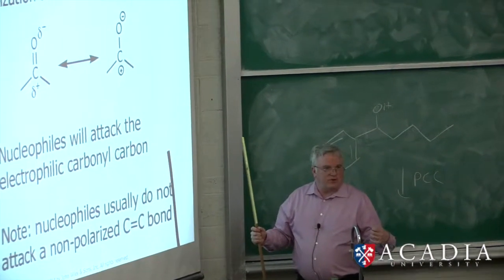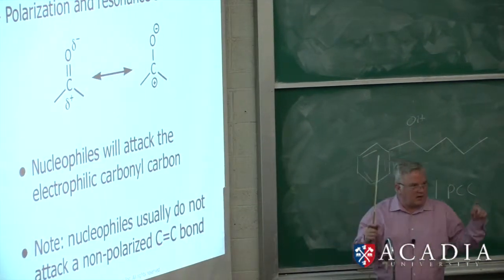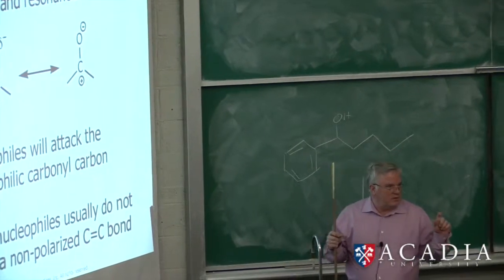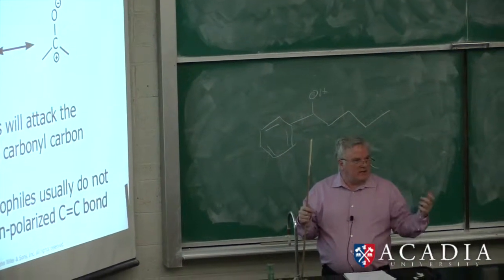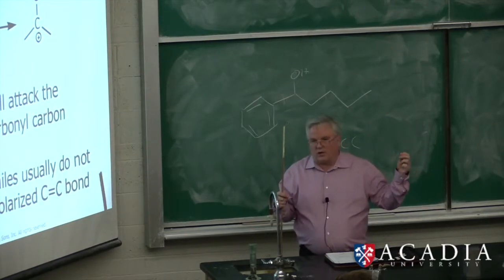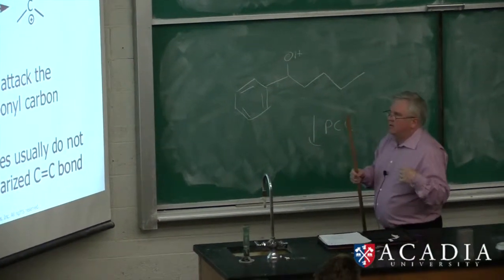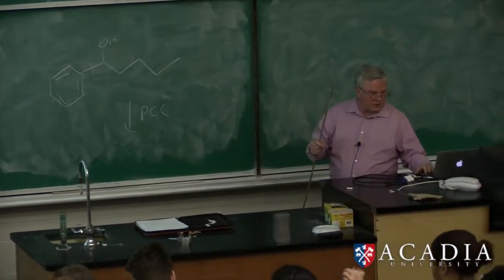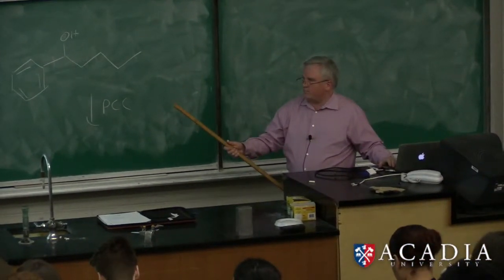Think back to first year. Where do you want the negative charge? If you have two different atoms and you want to draw a resonance structure with a negative charge on one of those atoms, where is it going to be? The more electronegative atom. That's correct. So that's why that other resonance structure is not a good contributor.